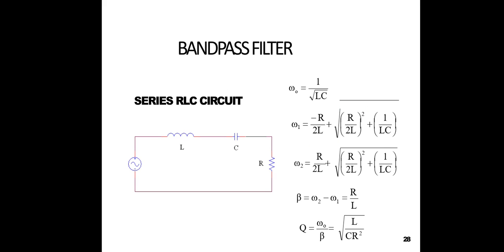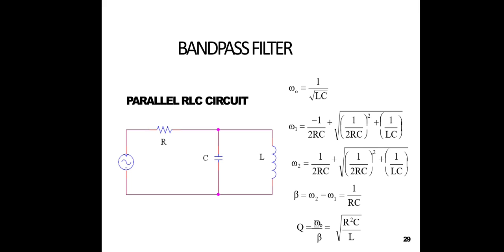Here the band pass filter is connected as a series RLC circuit, which we already know. Omega naught equals 1 by root LC. Omega 1 you may find using the previous formulas that we derived. The beta value, omega 2 minus omega 1, is equal to R by L, and Q is equal to omega naught by beta, which is equal to the square root of L by C R square.